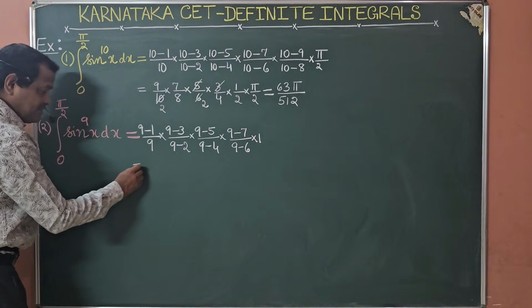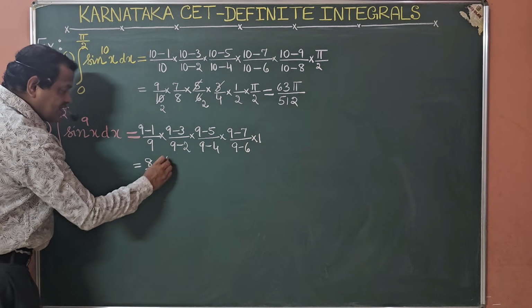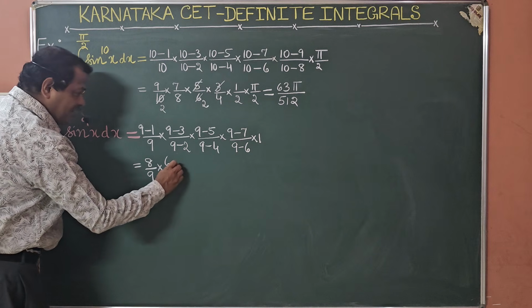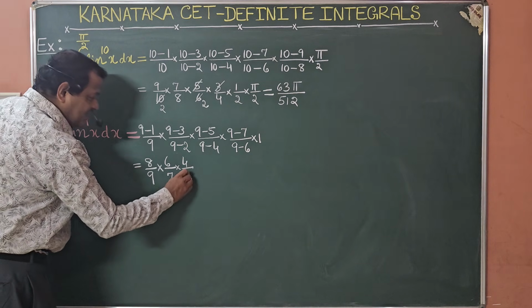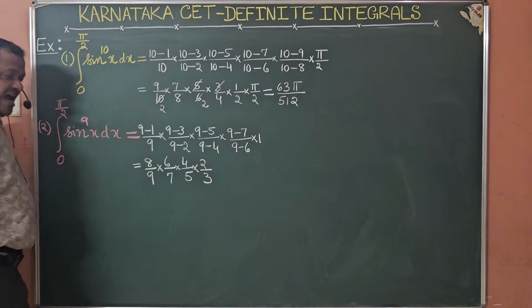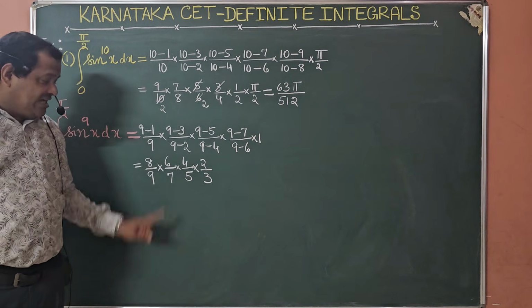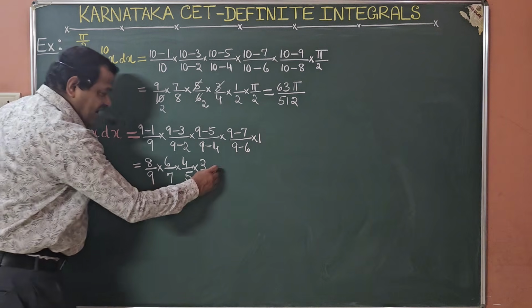And this becomes 8 by 9 into 6 by 7 into 4 by 5 into 2 by 3. And again, I will pause for a while; kindly solve this and get the answer.